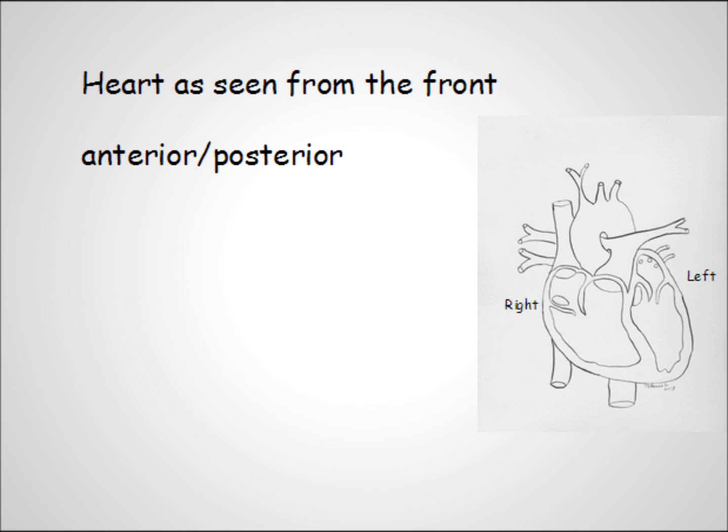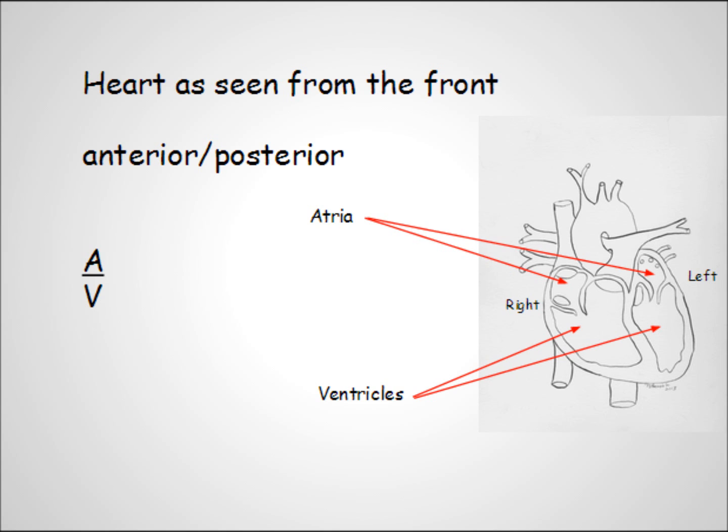So, the heart is a hollow muscular organ divided into 4 chambers, 2 on the left and 2 on the right. The left and right atria are on the top, and the left and right ventricles are on the bottom. A mnemonic that I use is that it is A over V, which puts them in alphabetical order.